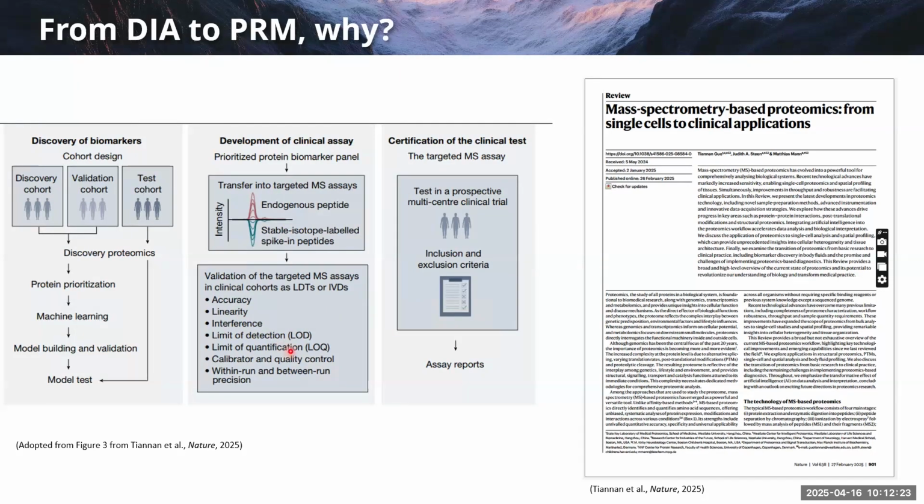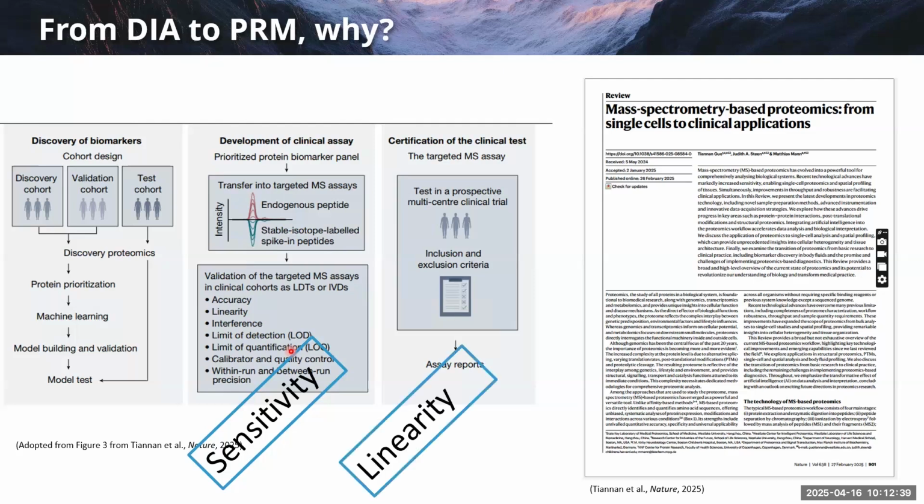So for all these parts, why would we like the PRM method? Basically, if you compare it with the DIA method, PRM is more sensitive since it's targeted. It's just a small range to get the result. And also with linearity, since usually for PRM we want to do quantification, maybe not only relative quantification, but also absolute quantification. So that's why we need the PRM.